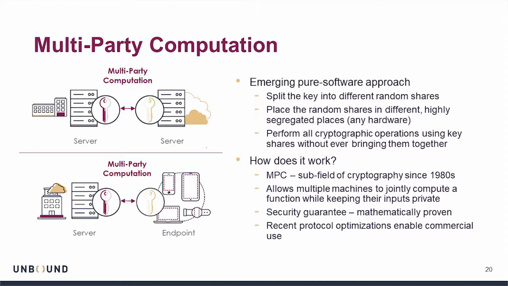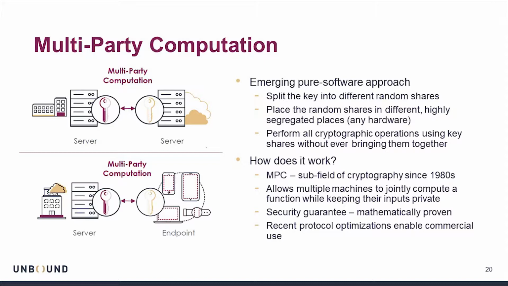So it's a pure software approach, so it has all the advantages and flexibility of software, and the way that you can use it to get key protection is, instead of putting a key in one place where it can be stolen, you split the key into multiple pieces. Let's talk about 2 pieces for now. So you split the key into 2 different pieces, but each piece is completely random by itself.